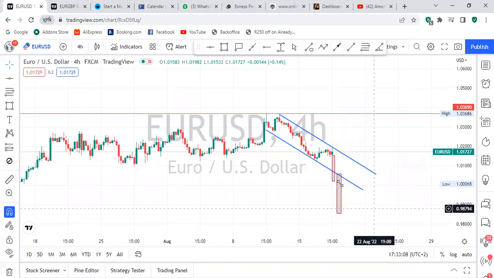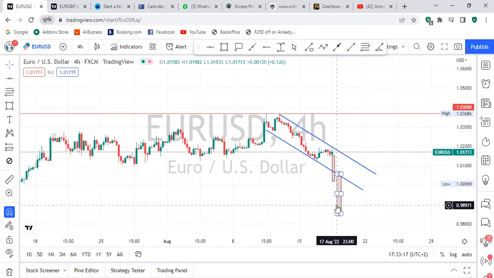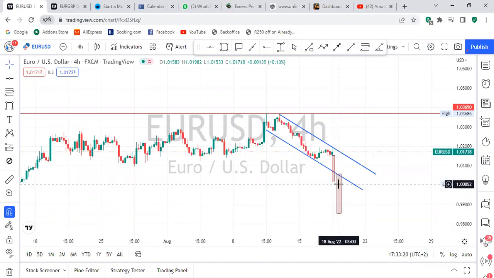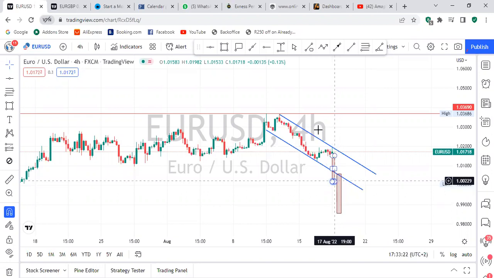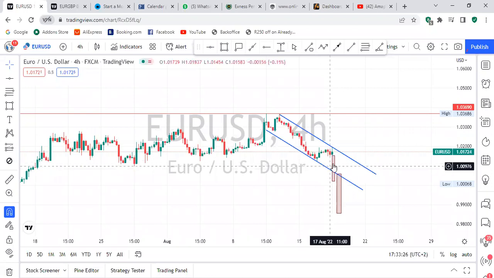Because it opened here, right? And it went back to retest and then started coming down. So this next candle here can work as your confirmation. But usually, if you're on a 4-hour time frame like this, if there is much volume and the candle closes below this, you can immediately take a sell.